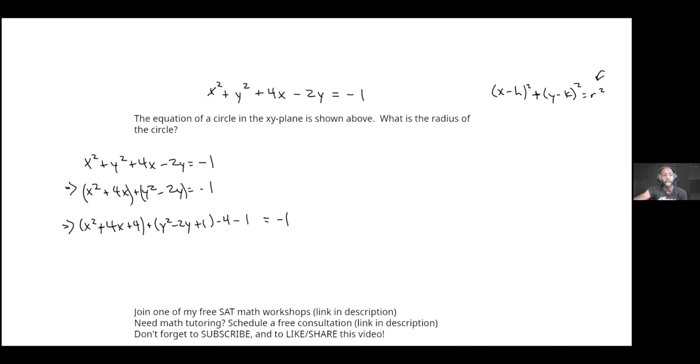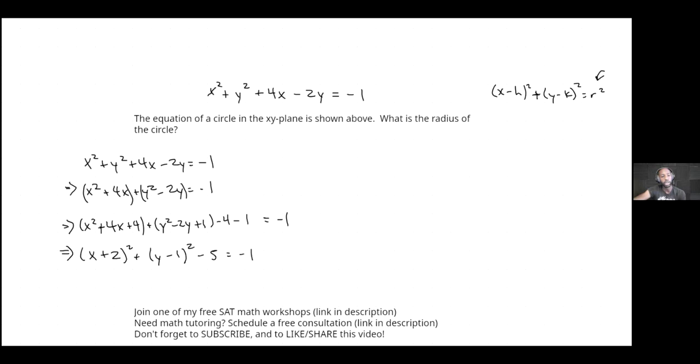All right. So now we can factor each of these. X squared plus 4x plus 4 factors to x plus 2 quantity squared. And if you want to check that, you can FOIL it back out. Okay. And this factors to y minus 1 quantity squared. And then you have -4 and -1, which is -5, equals -1.